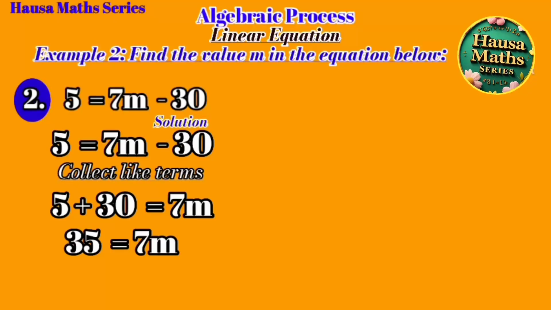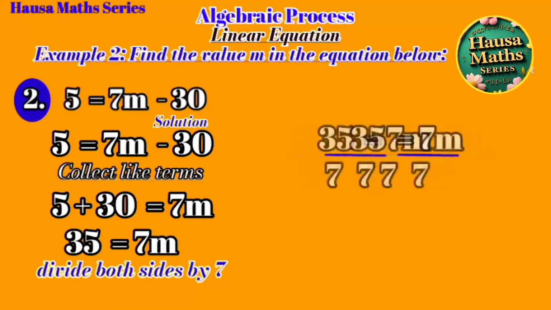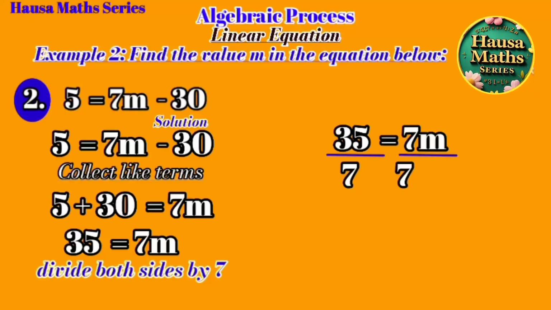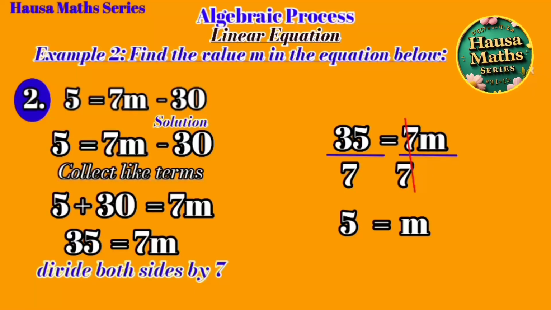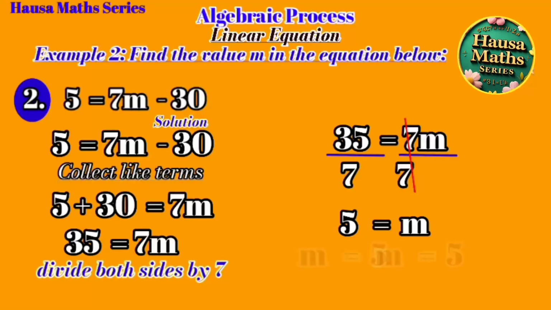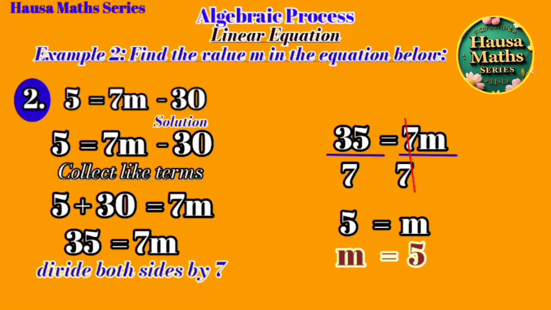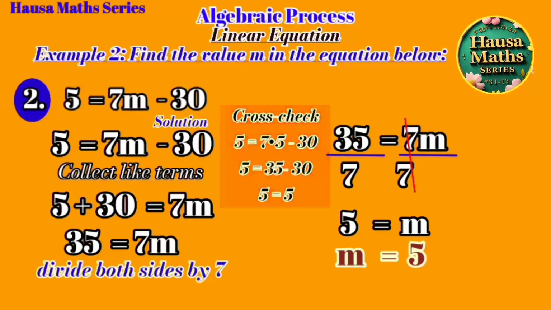How are we going to find the value of this m when we reach this step? We are going to divide by the coefficient, that is 7. So now we are going to divide both sides by 7. If we divide both by 7, 7 divided by 7, 7 cancels 7, it will remain m. And we also divide this 35 by 7, and you are going to have 5. Therefore 5 is equal to m. Once we have 5 is equal to m, it shows that also m is equal to 5.